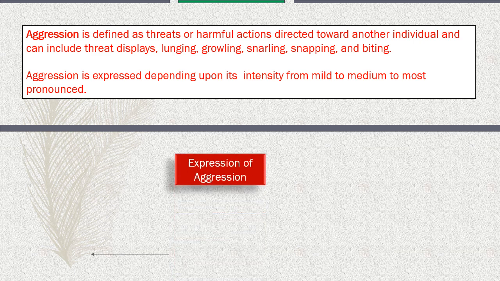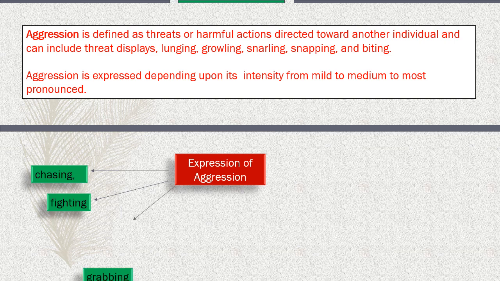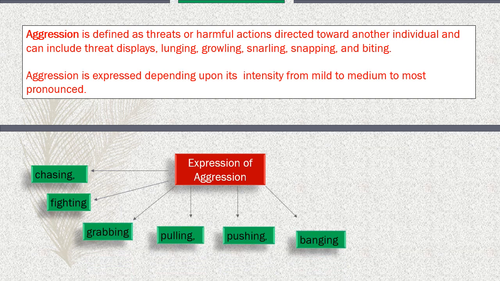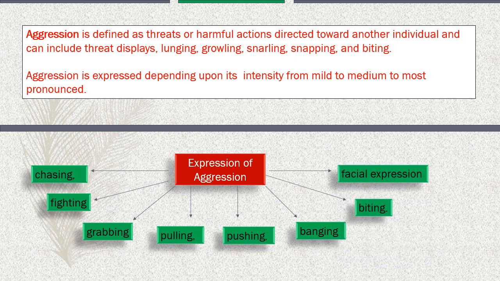For example, chasing, fighting, grabbing, pulling, pushing, banging, then biting, and the facial expressions. So these are the different types of expressions of aggression.